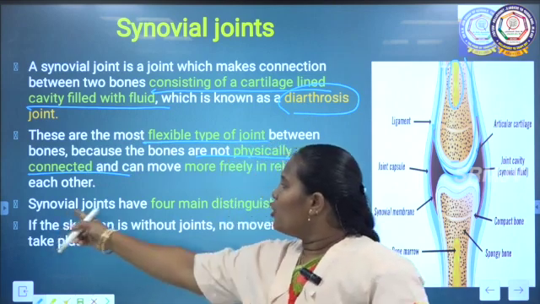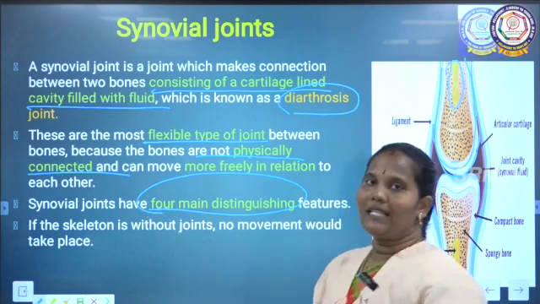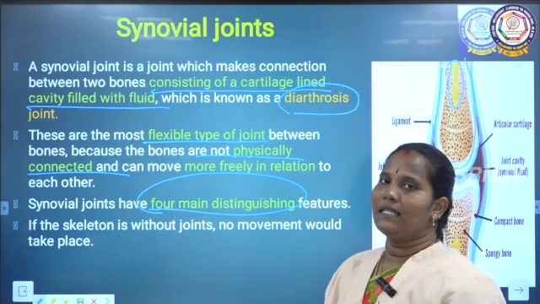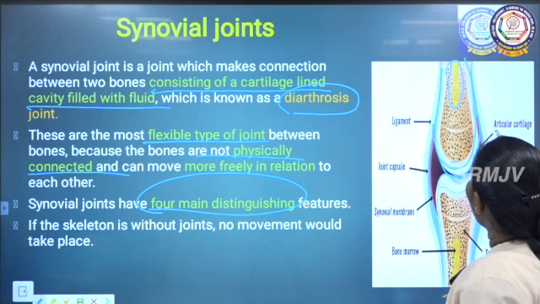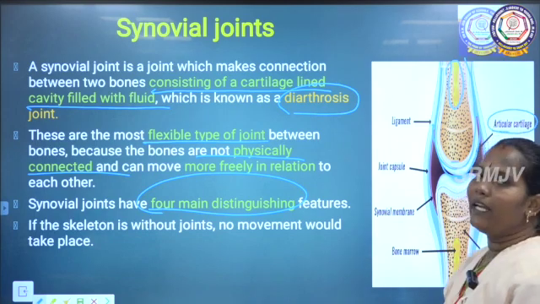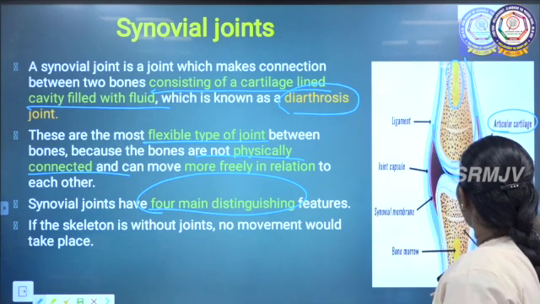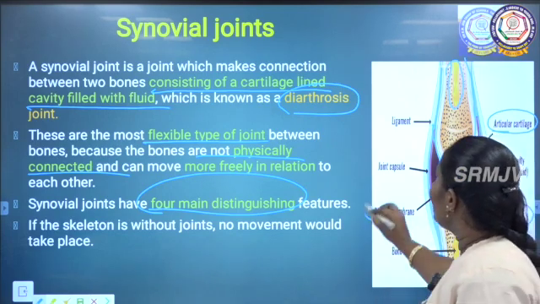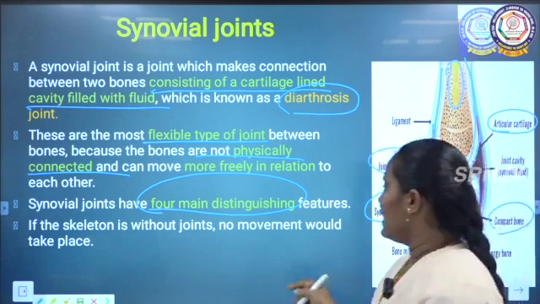Next, these synovial joints have four main distinctions. What are they? We can see there. First is the articular ligaments, and then the synovial fluid, the synovial membrane, and then the joint capsule. Like this, there are four features, we can see here.